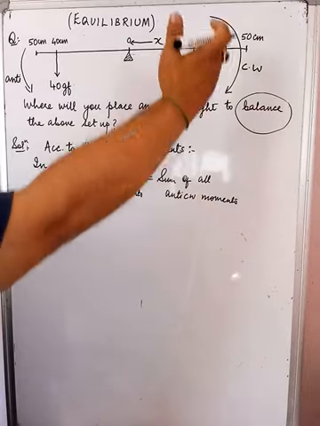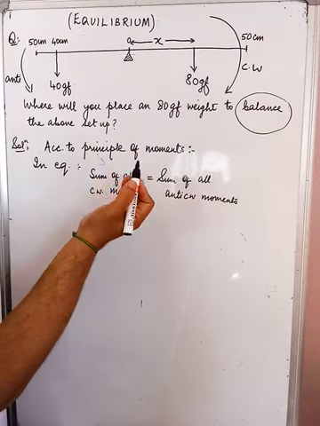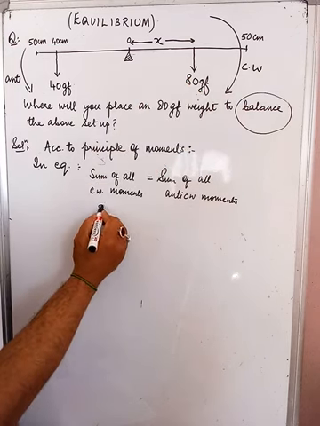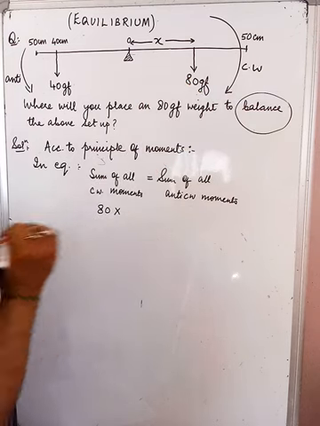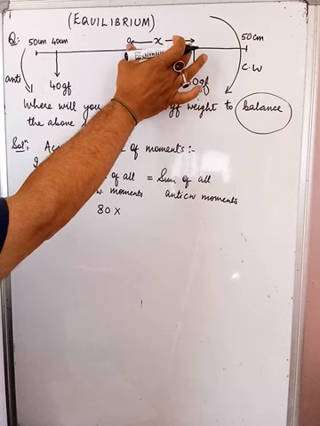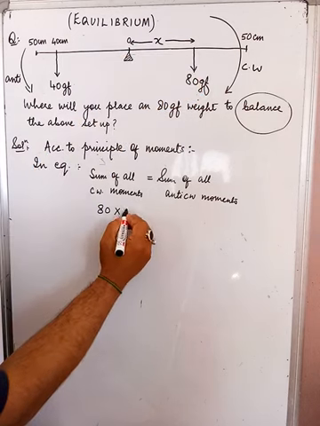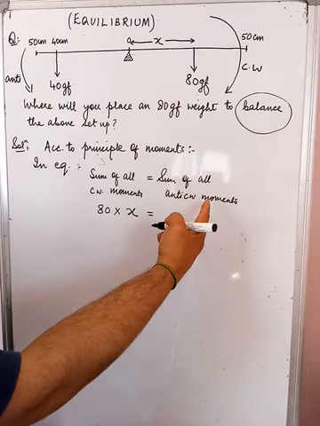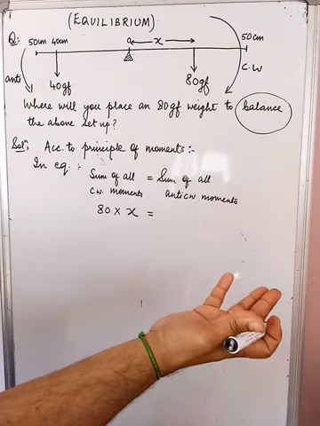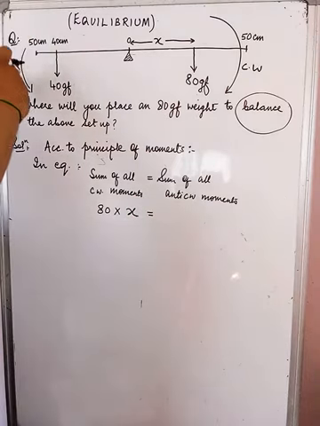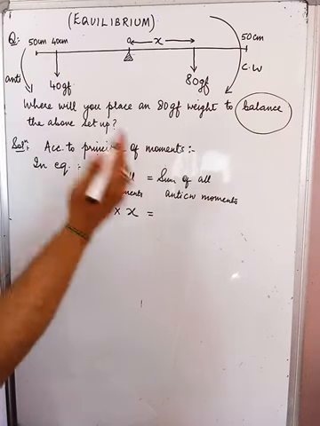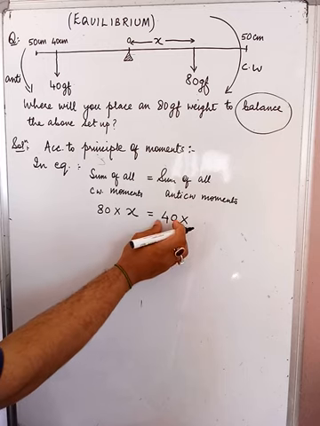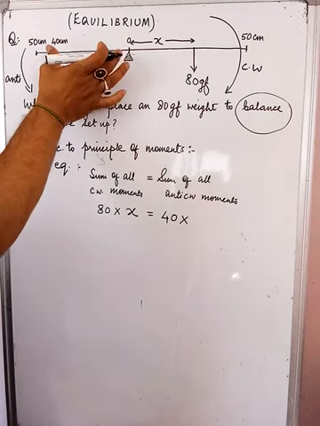There is only one clockwise moment, this one. What will be the formula? The formula will be force, which is 80, multiplied by its perpendicular distance from the pivot, which is x, equal to the sum of all anti-clockwise moments. There are no multiple anti-clockwise moments. There is only one anti-clockwise moment because of this force, which is 40. So the formula will be F into D, perpendicular distance.